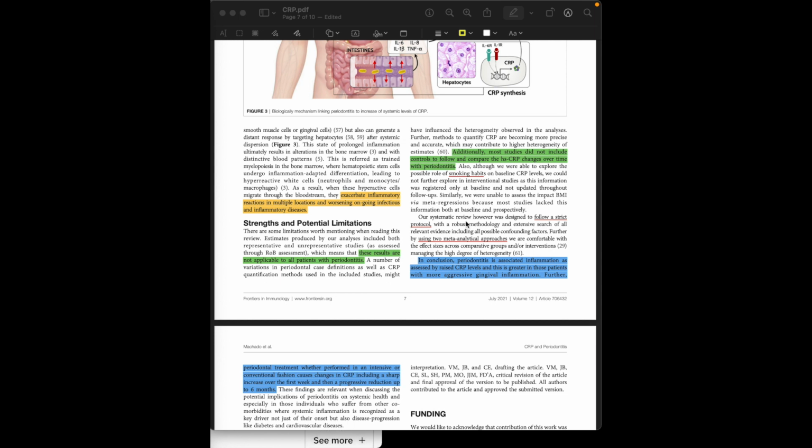Their strengths, though, they say that our systematic review, however, was designed to follow a strict protocol with robust methodology and extensive research for all relevant evidence, which is good because then we know that it's a little bit more reliable. And they also use two meta-analytical approaches. So in case something were to go awry with one, they can recheck that with a second, and I think that's good. So they have their own checking system.